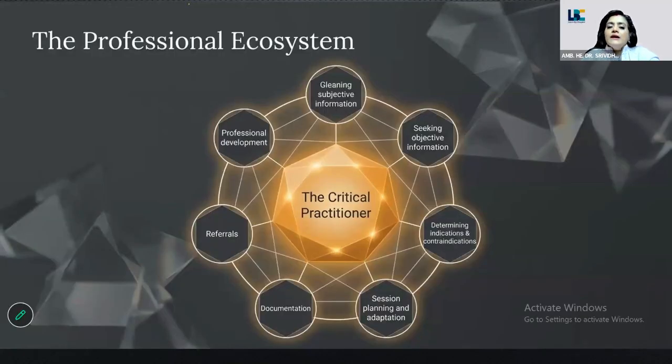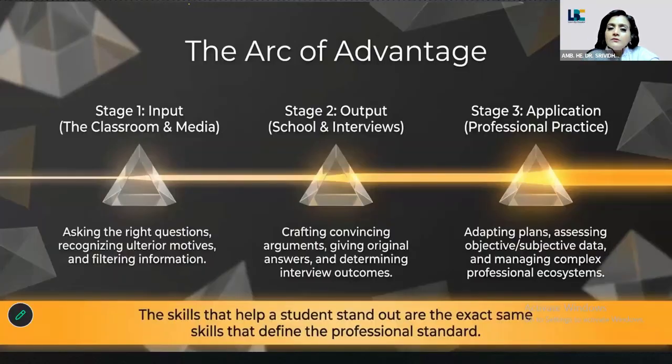So, based on that, if you're going to develop a professional ecosystem for a critical practitioner, how does it work exactly? Gleaning the subjective information, seeking objective information, determining the indicators and contradictions, working on that, planning and adoption, documentation, referrals, and overall professional development. So with the arc of advantage, stage 1 is input, stage 2 is the interview, and third is the application of the professional practice. These help the student to stand out with the same skills, but define a very professional standard.